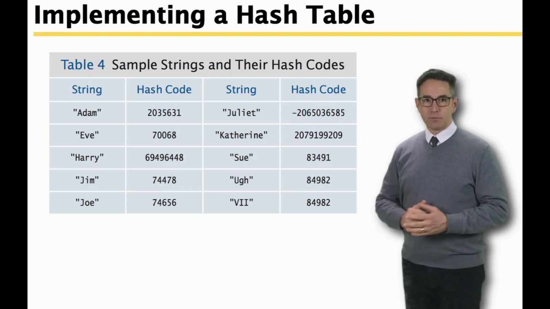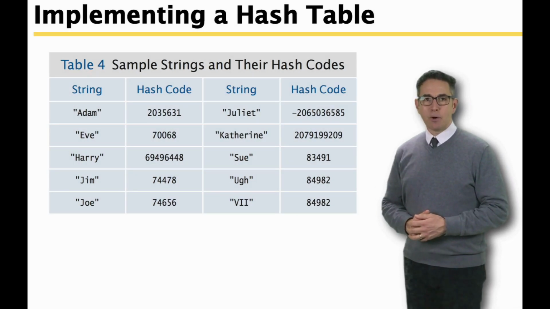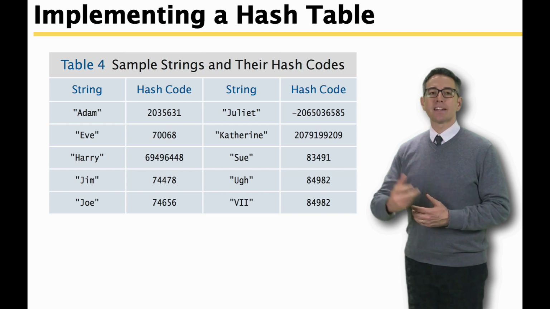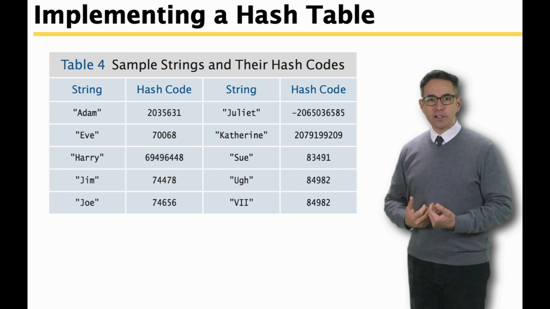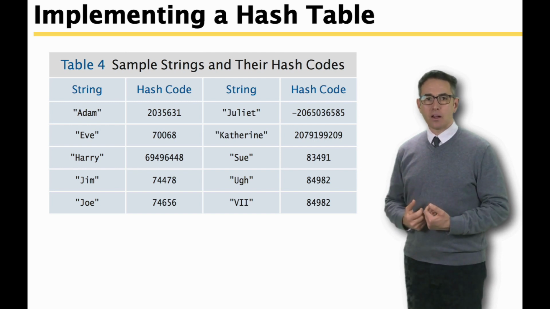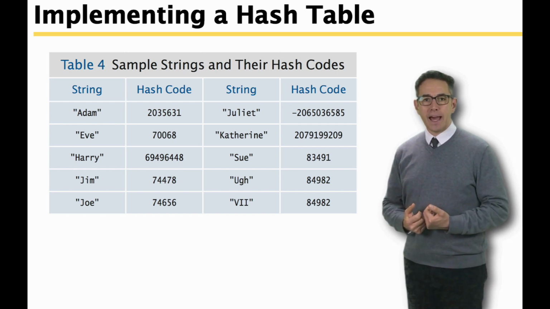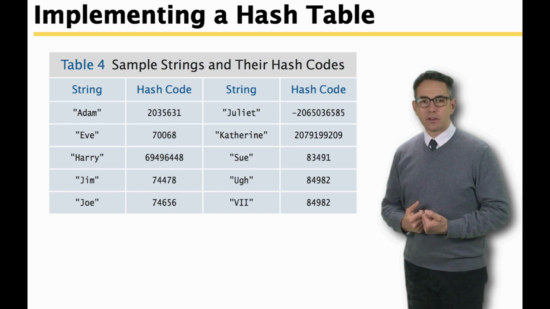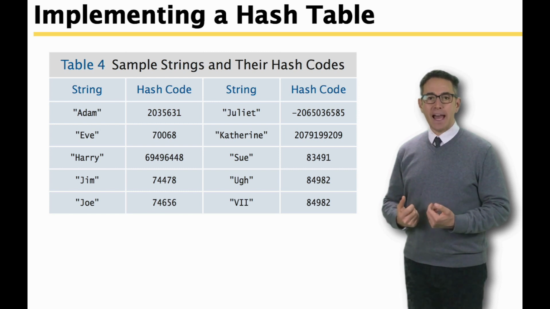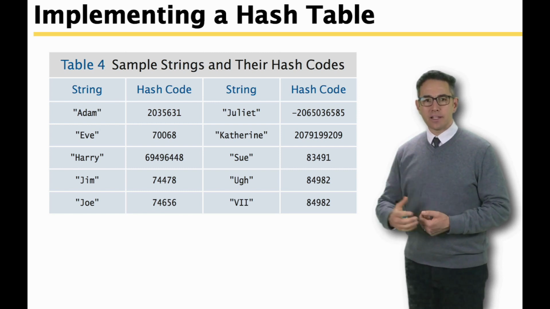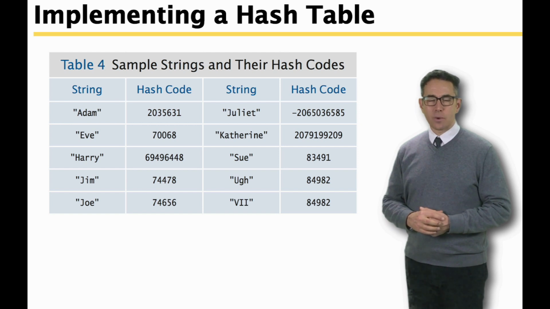Here are some examples of what I'm talking about. This is a table in which the data that the user would like to store in the set are strings. So several different strings are listed here in two different columns. We've got strings that start on the left with Adam and end on the right with, looks like VII. Each one of those strings can be hashed to give us a hash code. And those numbers are listed down the right columns next to each one of the strings.